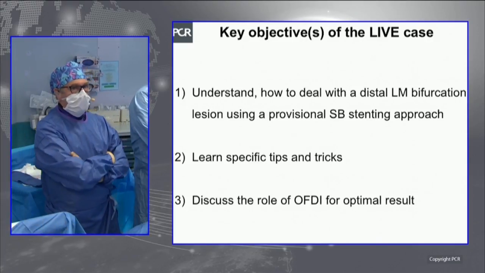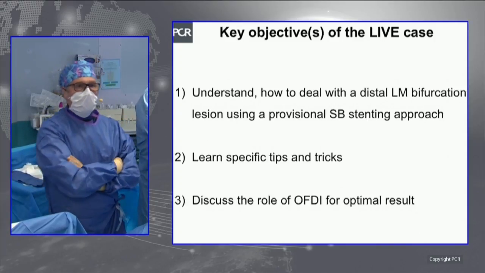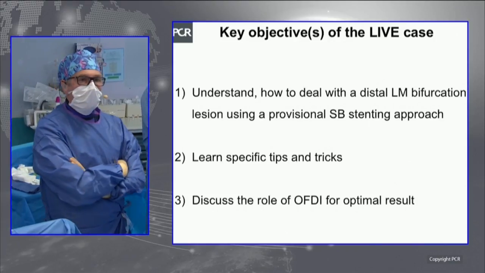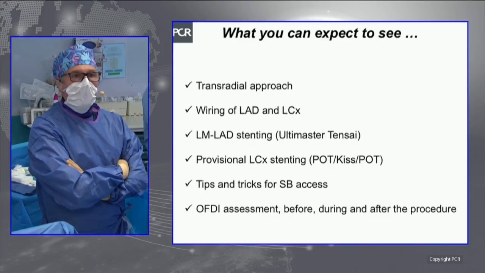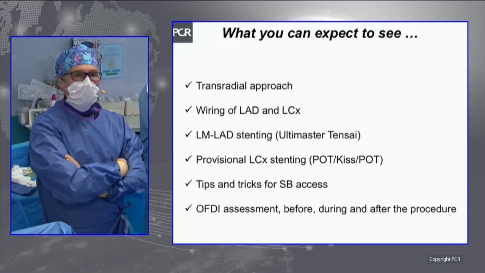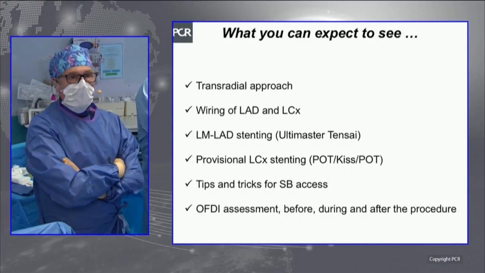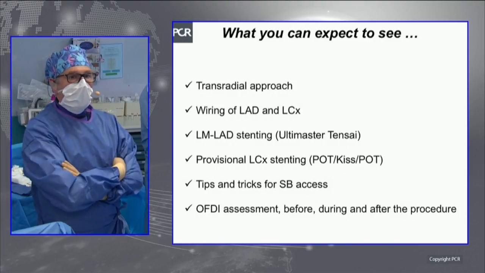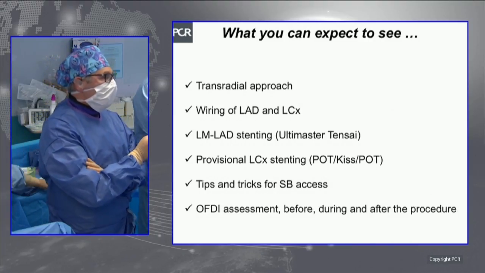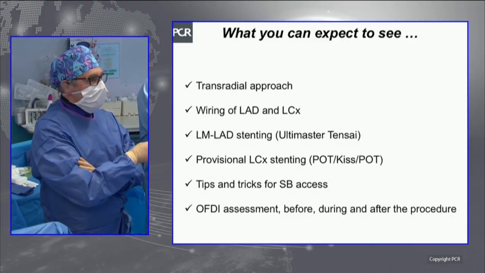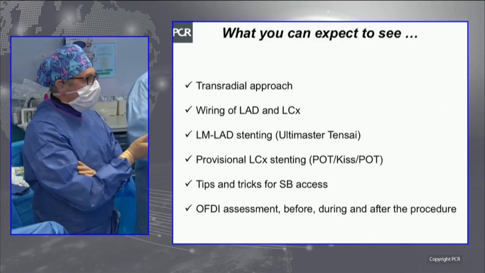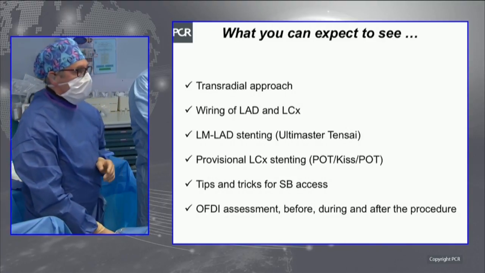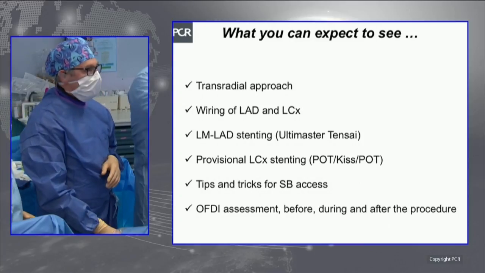So the key objectives are the same as the previous case, of course. We have used a transradial approach, 6 French. We have wired LAD and circumflex. But before that, we have evaluated the marginal lesion. Probably you saw it. The marginal lesion, which was a borderline lesion, maybe an intermediate lesion.